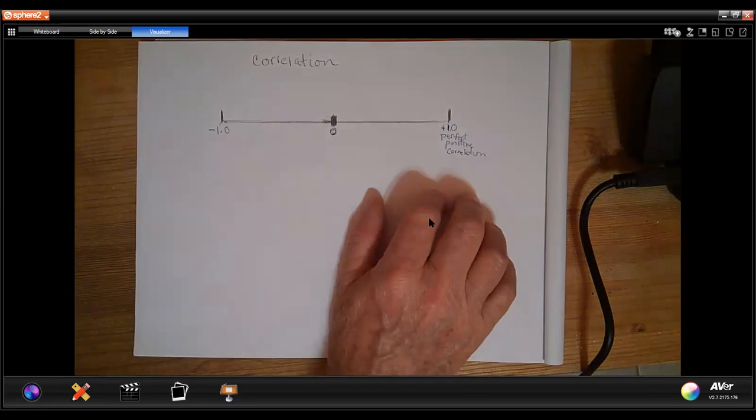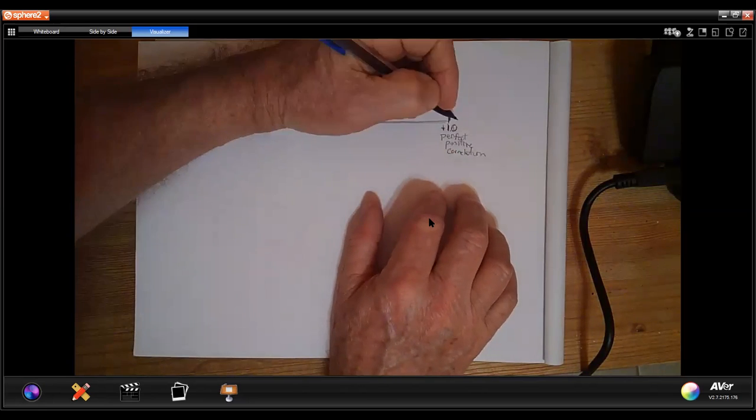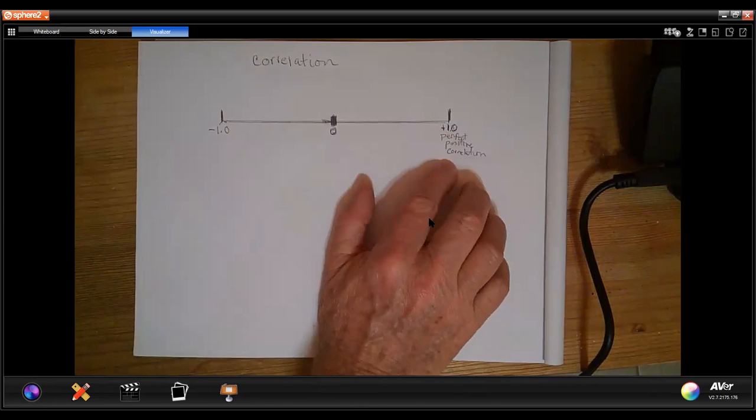Okay, what's that mean? Well, what this means is when one factor goes up, we find the other factor goes up as well. When one goes down, so does the other. Or when we find one, we always find the other present as well. When one of them is absent, the other is also always absent. So going together perfectly. Now, let me give you an example of that.